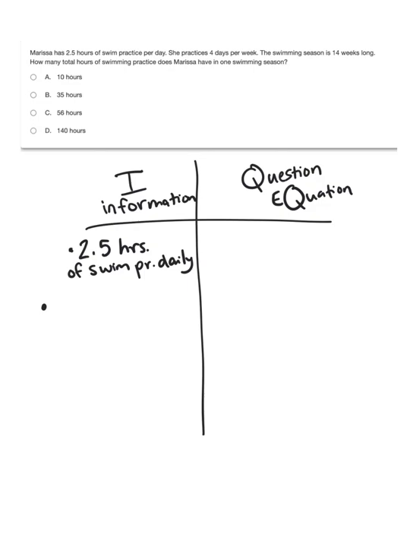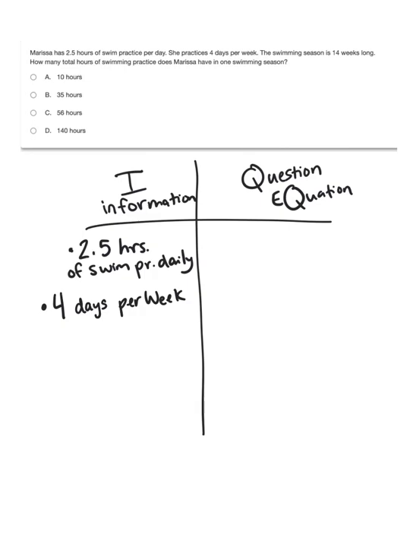So she has 2.5 hours of swim practice per day, and she practices 4 days per week. So maybe Monday, Tuesday, Wednesday, Friday, or maybe Tuesday, Wednesday, Thursday, Friday. We don't really know. But we do know it's 4 days per week. Notice how, as I read the question, I'm pausing and reflecting on what I'm reading. That is a good way to ensure that you understand the problem.